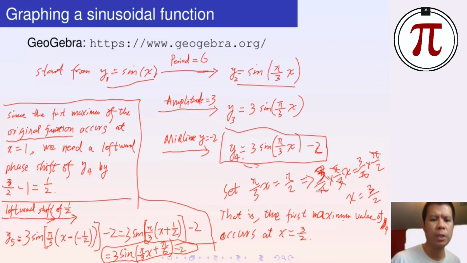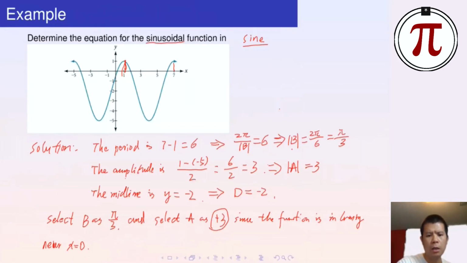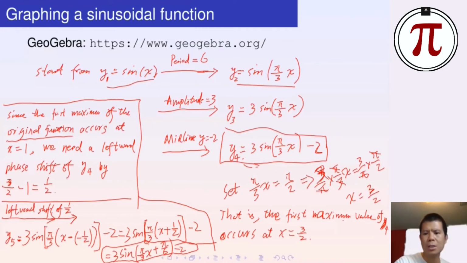Basically, this is what we want to do with the help of GeoGebra. Firstly, we found the period, amplitude, and midline, and determined these values. Then we start with y equals sine x, changing for the period, changing for the amplitude, changing for the midline, and we got a function here. The final step is to determine the shift.